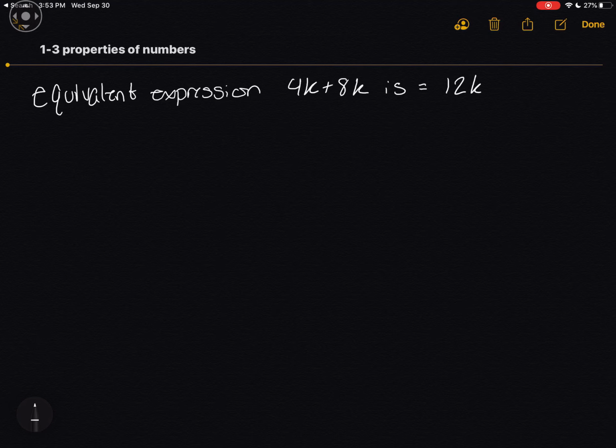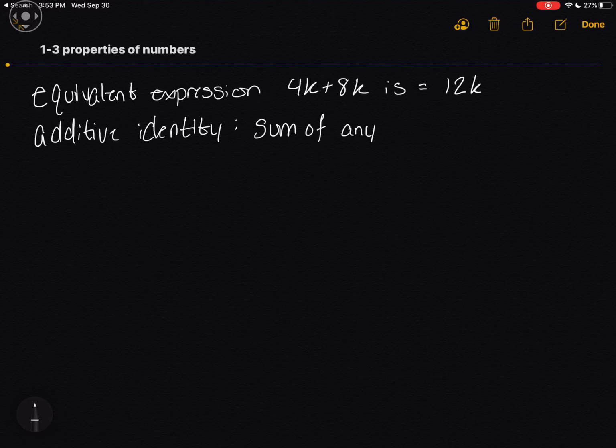Then we also have the additive identity. And this is with the idea that the sum of any number and 0 is that number. So for instance, the sum of 0 plus 5 is that number 5, or the sum of 0 plus 12 is that number 12, so on and so forth.